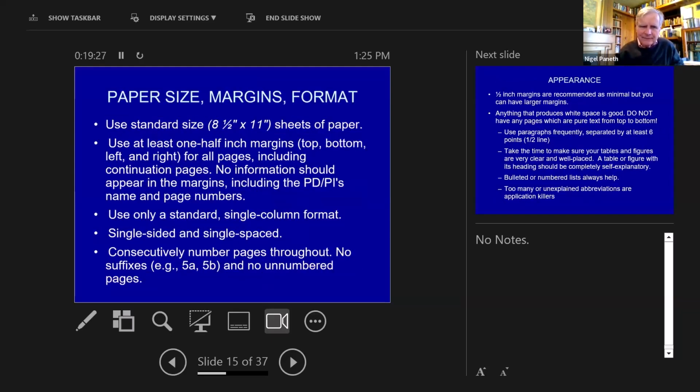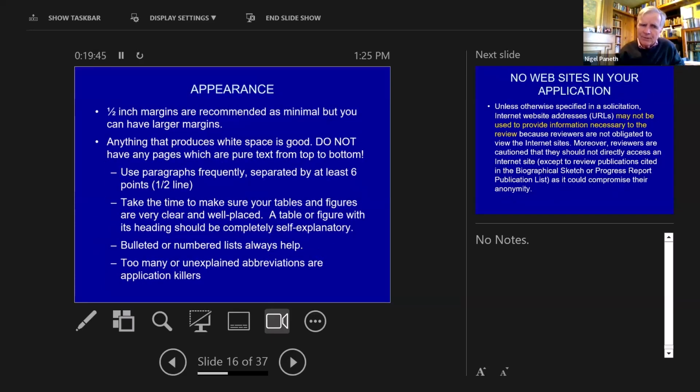The standard format: sheets of paper, half-inch margins, only 1 column, single-sided, single-spaced, consecutive page numbers. They don't like suffixes like 5A and 5B, and nothing should be unnumbered. But these are all things you can glean from the NIH website. I'm just summarizing them for you.